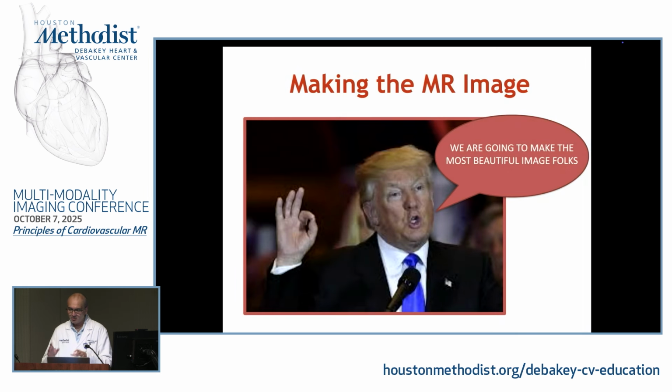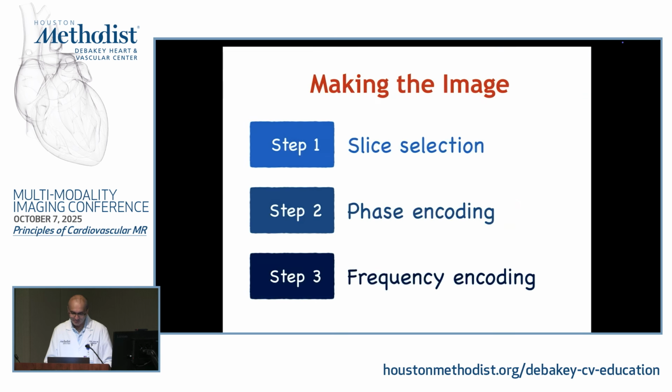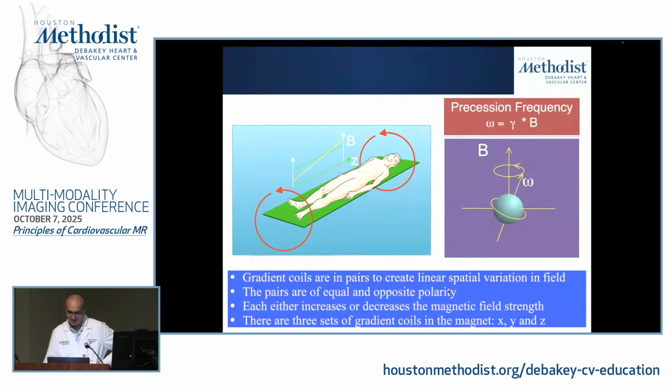Okay, so now we're getting through some of the basic physics. I'm going to talk a little bit about how you make an image, and trust me, you make beautiful images with MRI. And then we'll really talk about clinical applications. So hang in there. We're in the eighth inning so far. There are three things that you need to recognize: slice selection, phase encoding, and frequency encoding. So let's go through this.